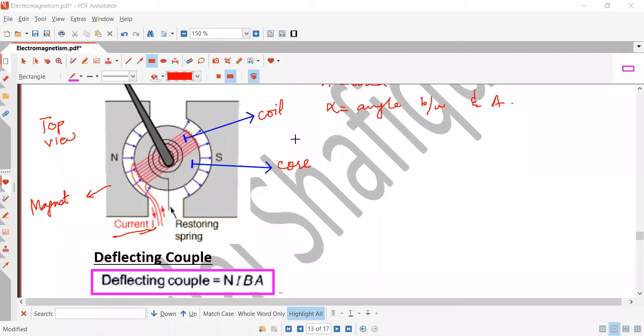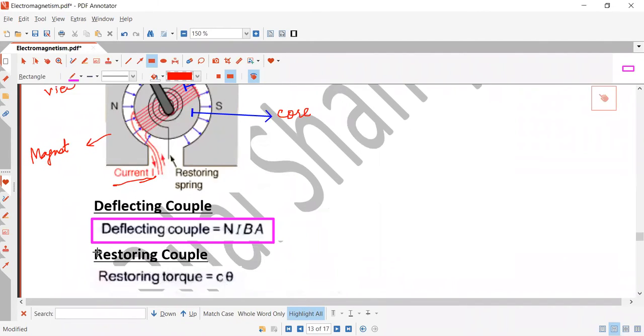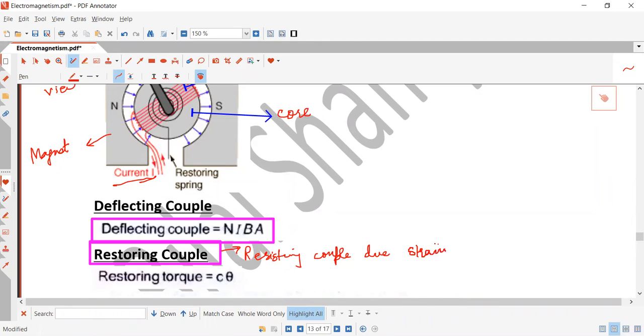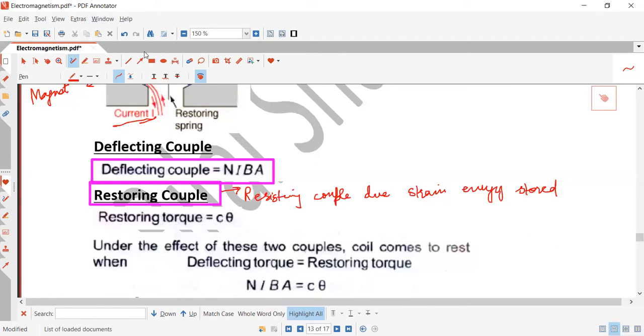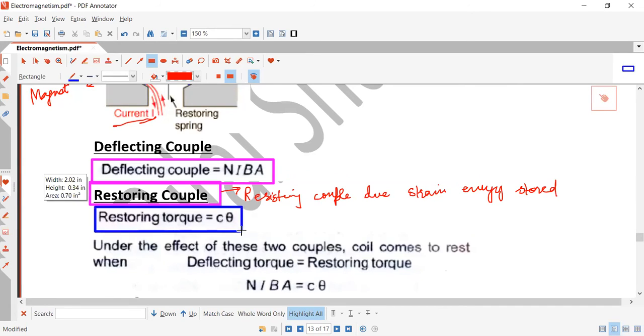Okay, so this is also going to happen to the coil. There would be some restoring couple as well. What is the restoring couple? It is the resisting couple due to elastic potential energy stored, or strain energy stored, right? Okay, and what is its formula? Students, its formula is C theta. What is meant by C theta?